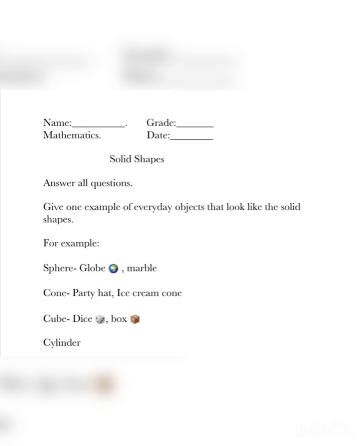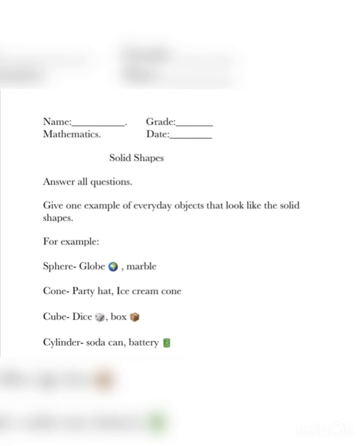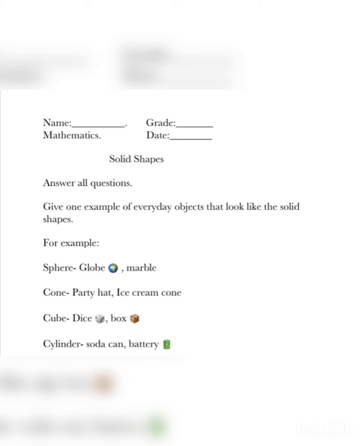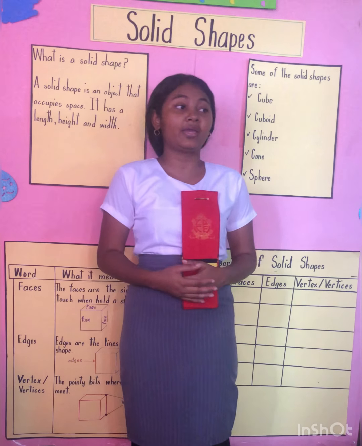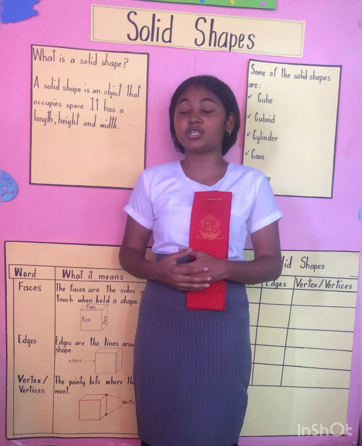Now let's move on to cylinder. Cindy, would you like to give me some examples? Excellent. So soda cans and batteries are examples of objects that look like cylinders. In this part of the lesson, we will be looking at the properties of solid shapes.